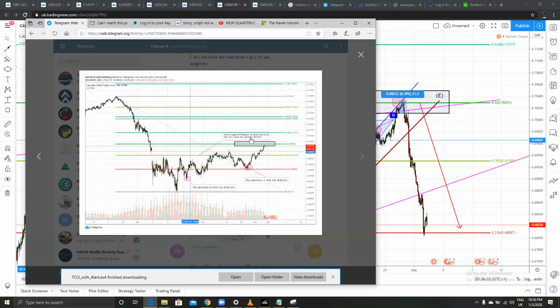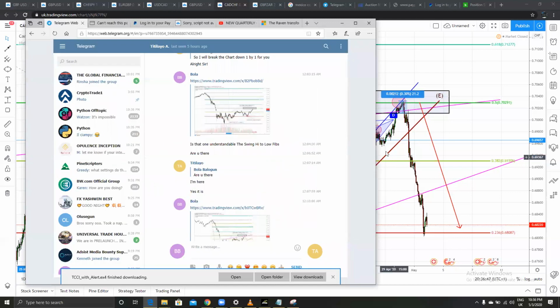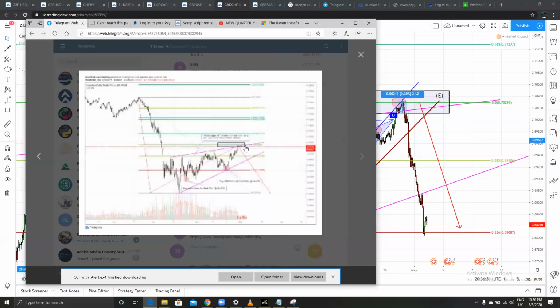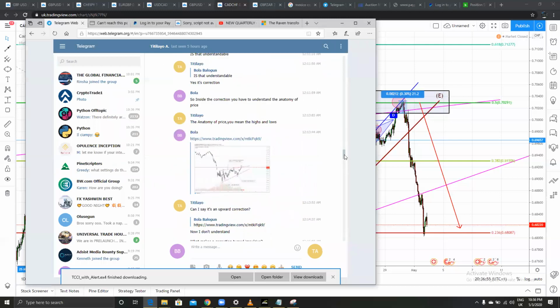Then I started little by little. I put in the 50% retracement for her to see, first of all. That's where the price was heading to at this point in time. The price hasn't gotten there, but the price was heading there. Then I start breaking it down for her little by little till she understands.